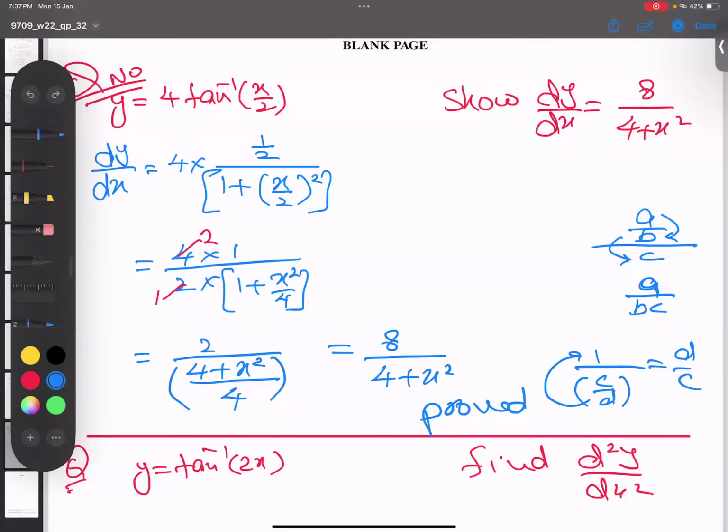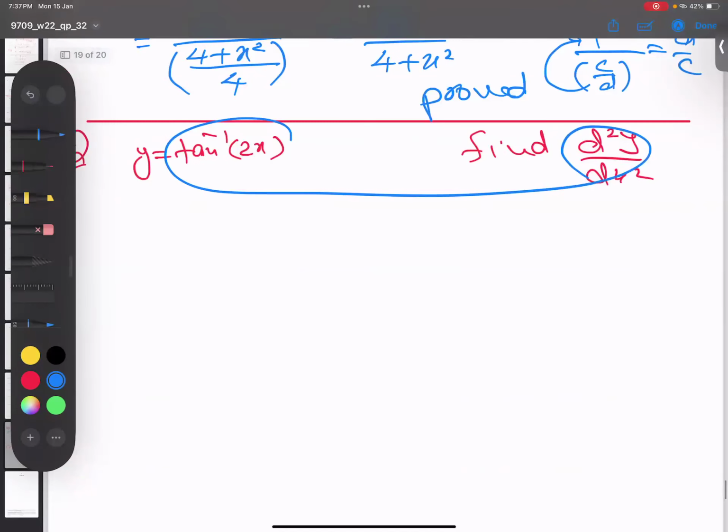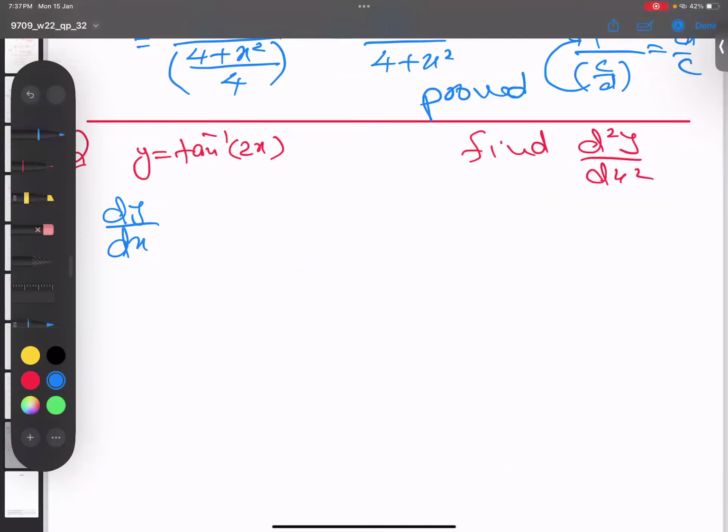So this is done. Let's go for the second question. He said find the second derivative, not 1 time, 2 times. So let's start. Bismillah ar-Rahman ar-Rahim. Rule: 1 plus angle square. The angle is 2x coming here, into the derivative of the angle, which is 2. So simplify further: 1 plus 4x to the power 2.